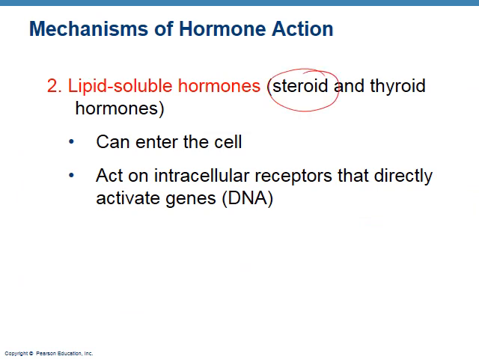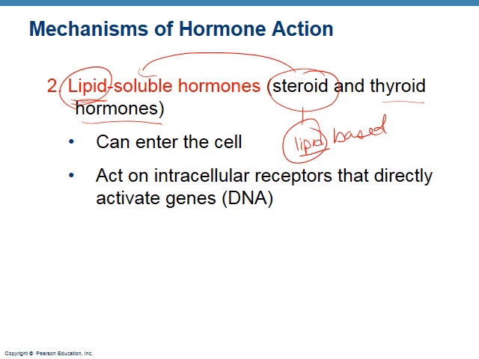Remember, we also had steroid-based hormones, and now we're adding thyroids to that as well. So steroid-based, these are lipid-soluble. Remember, steroids are lipid-based. So what happens when you mix a lipid and a lipid? They're fine, right? So what we're saying is that these steroid hormones, because they're lipid-based, can pass through the plasma membrane and get inside the cell. In this case, they can enter the cell, and they're going to act on receptors inside.